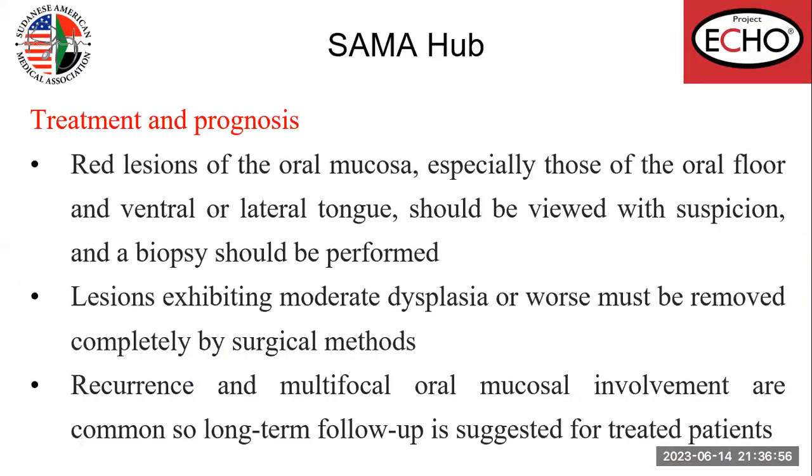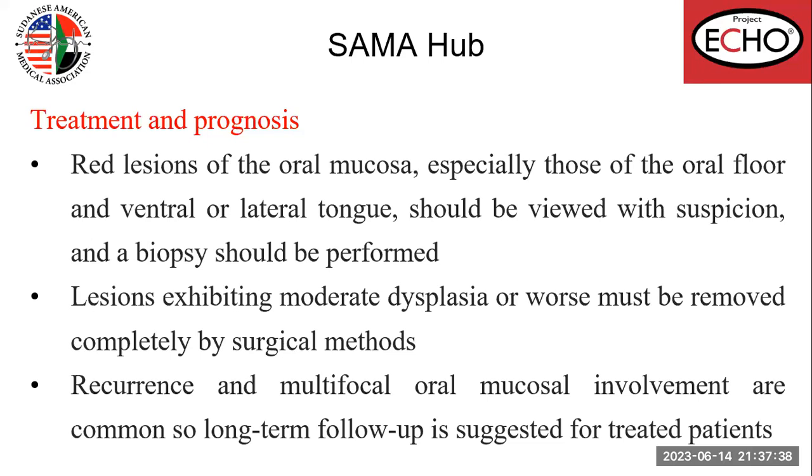So the red lesions of the oral mucosa, especially those on the oral floor and the ventral or lateral tongue, should be viewed with suspicion, and a biopsy should be performed no matter the case. Lesions exhibiting moderate dysplasia or worse must be removed immediately and completely by surgical methods. Recurrence and multifocal oral mucosal involvement are common, so long-term follow-up is suggested for treated patients. You cannot rule out that something like this will happen again if you treat the patient. You just have to keep following them up for as much as you can. So this is erythroplakia and leukoplakia.